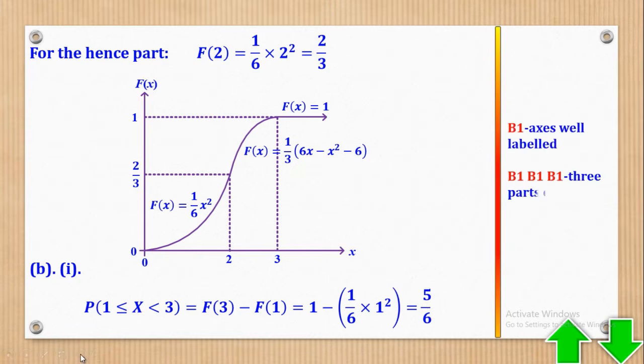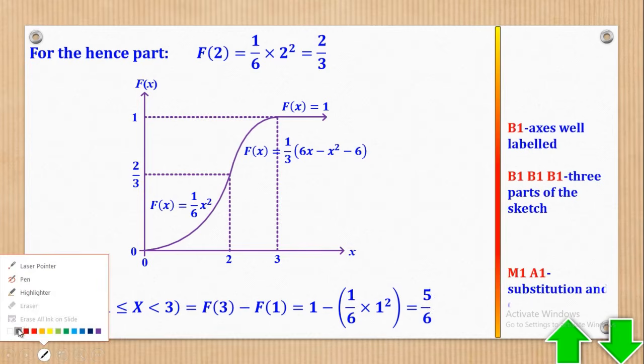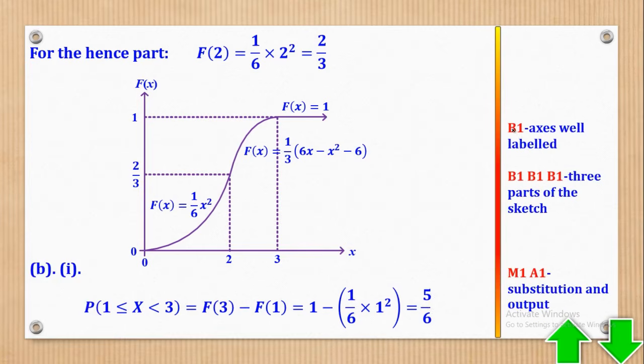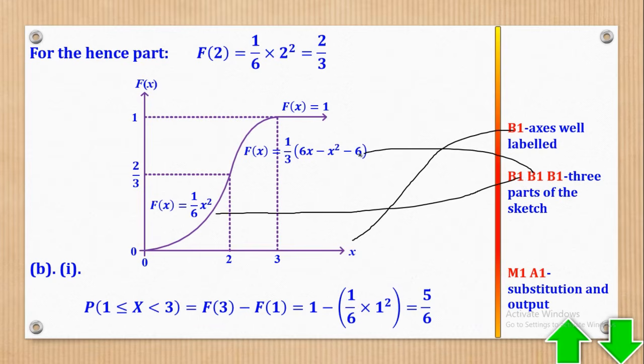Now let's see how marks can be awarded. B1 for the first part, B1 for the second part, and B1 for the third part, which are all well labeled.